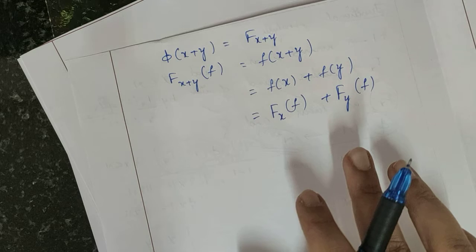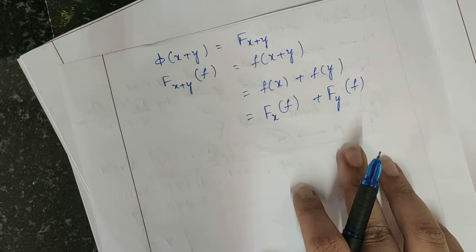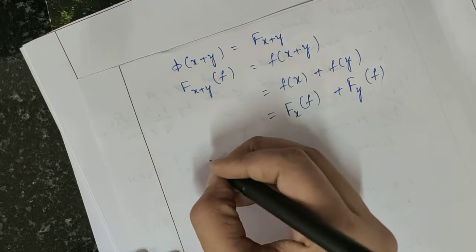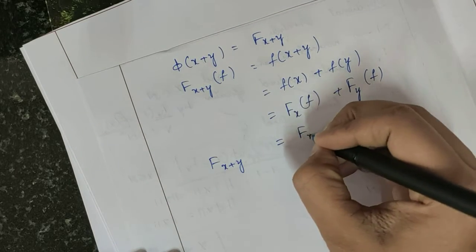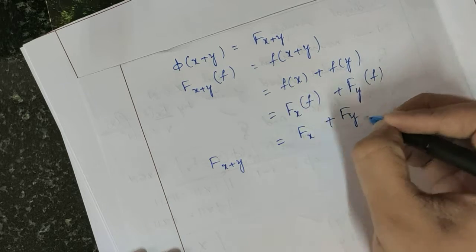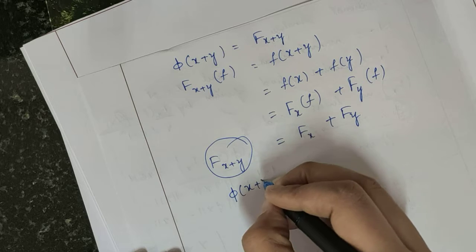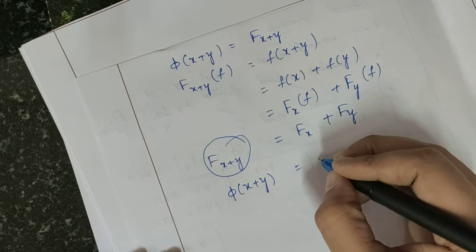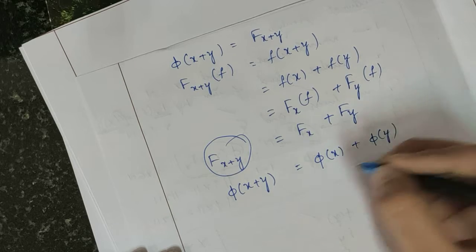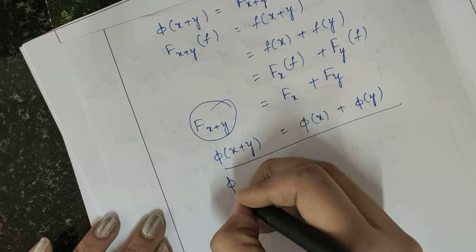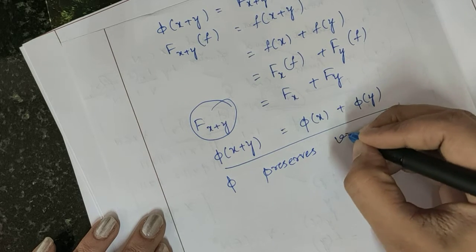Right? I can write it this way. So this is nothing but f_{x+y} is equal to f_x plus f_y. So again, what is f_{x+y}? It is phi of x plus y, and f_x is phi of x, f_y is phi of y. From this we can say that phi preserves vector addition.